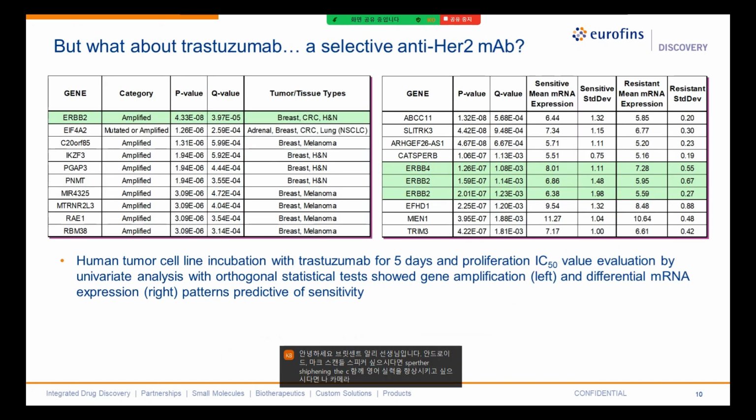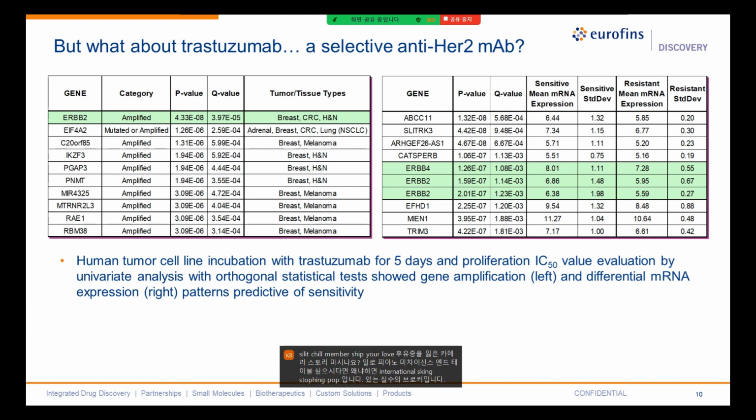Now, coming back to trastuzumab and that question we had around the T47D cell line, how is it that a selective HER2 monoclonal antibody could show activity in a cell line that we know is HER2 negative? Well, if we do an oncopanel study like this using trastuzumab, and we look at the mutations, in the table at the left, you can see that ERB2, or the gene for HER2, when amplified, is the most significant gene found there in the mutation analysis. Again, this is what we would expect for trastuzumab.